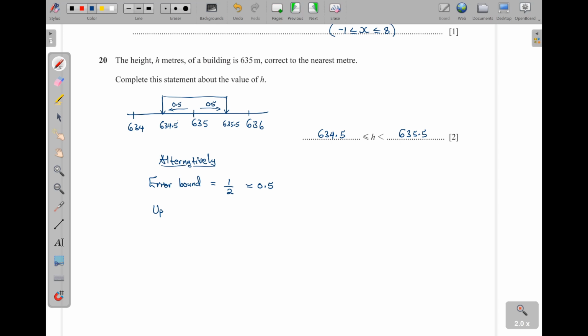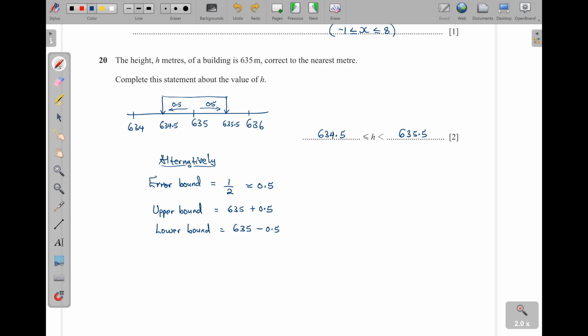Then for us to get the upper bound, we shall get the number 635, then we add the error bound 0.5, and then the lower bound is going to be 635, then we subtract the error bound. So this one gives you that, and then this one gives you that.